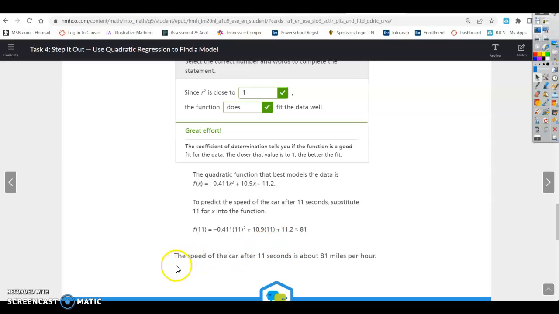So what does this mean? It means the speed of the car after 11 seconds is about 81 miles per hour. So it's going pretty fast after 11 seconds.